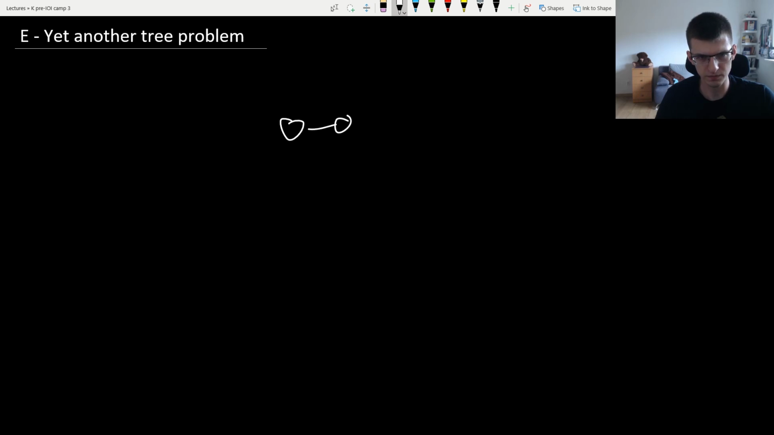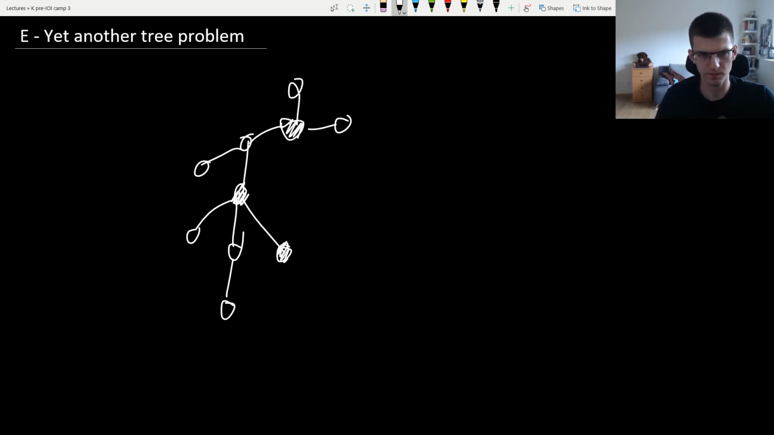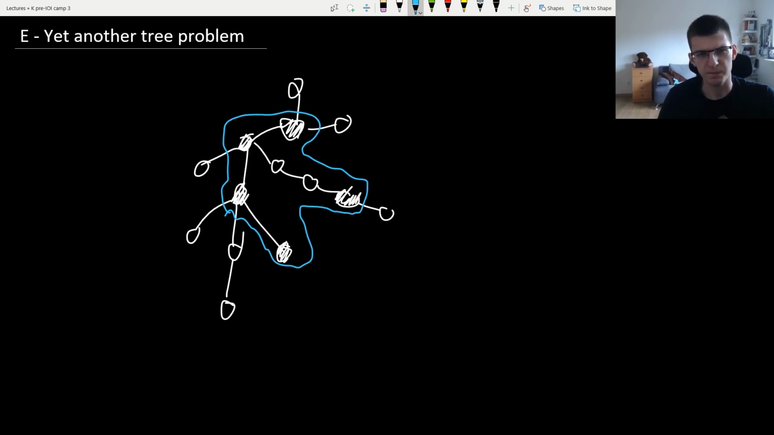We have a tree. Some vertices are marked. And my first thought was that if I look at the graph, the smallest possible graph that contains all marked vertices, I'm kind of looking for the diameter of this graph. I cannot have a path that is strictly outside of that. It actually needs to contain at least two marked vertices, not just one.